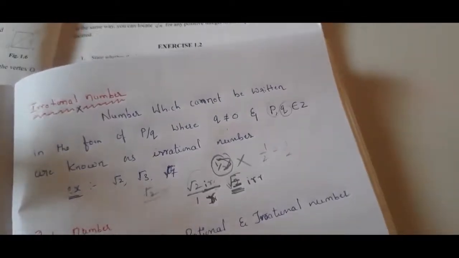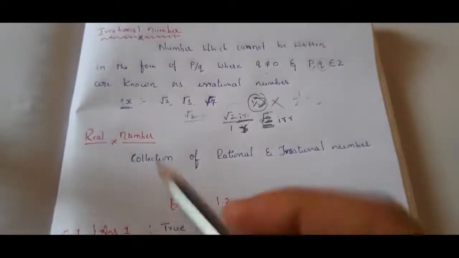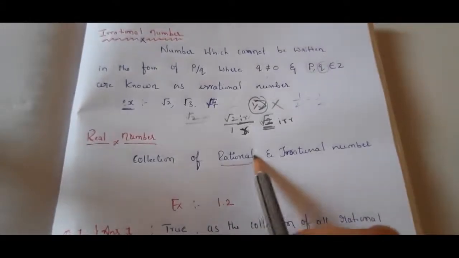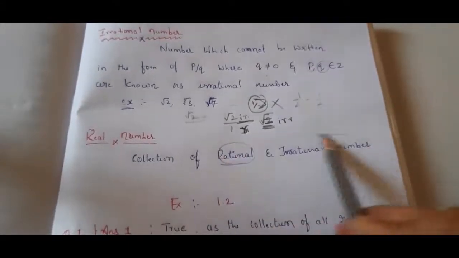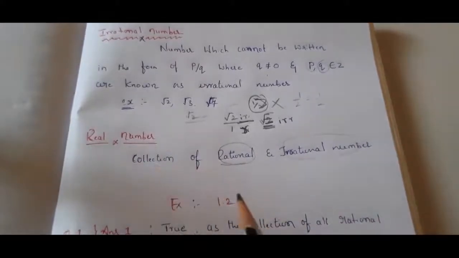Real numbers. This definition also we have learnt in the previous video. Real numbers means the collection of rational and irrational numbers. It contains rational numbers and also irrational numbers. Together we call them real numbers.